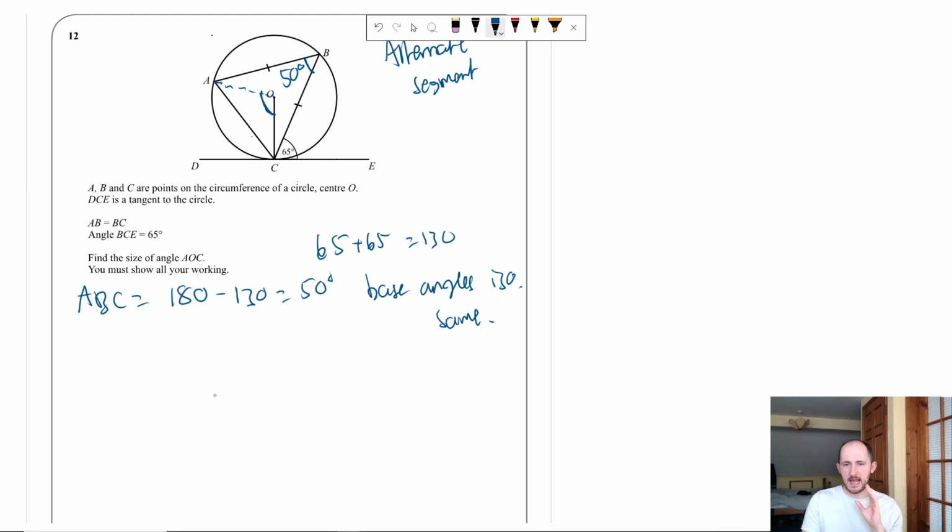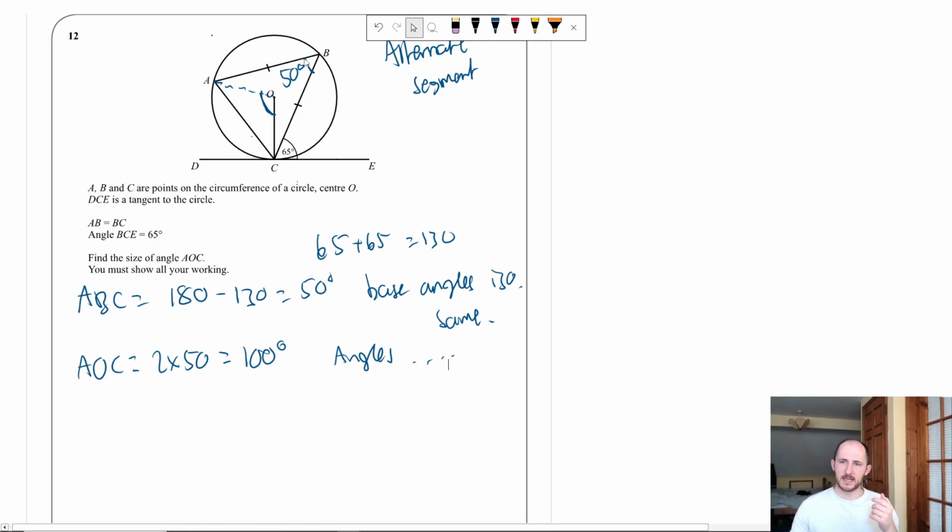But the kind of elegant way of doing it is AOC is equal to 2 times 50, which is equal to 100 degrees, because angles subtended, right? Angles subtended at the circumference. In fact, I'll write it out. Subtended at the center 2 times circumference, right? And remember, you have to write it out fully, so don't follow my example here. Because again, they're actually made from the same segment, so it's 100 degrees.